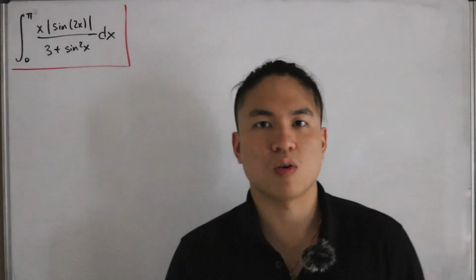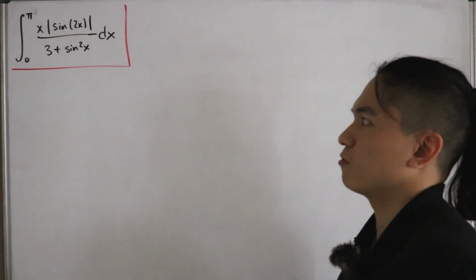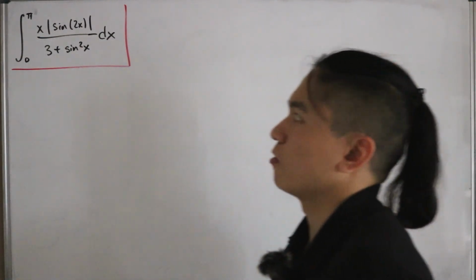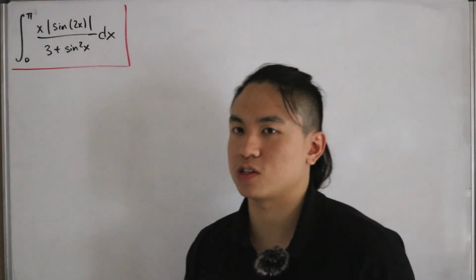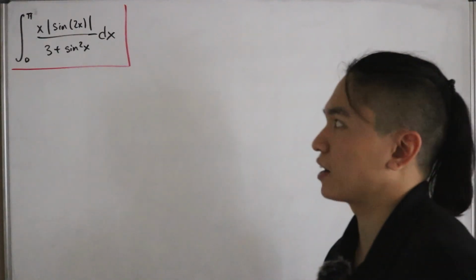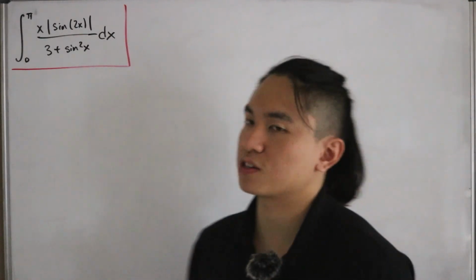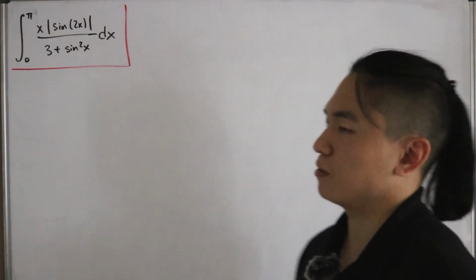Okay, so we'll go back to another video. Here's a nice little trigonometric integral we're dealing with, from 0 to pi. Inside of our function we're dealing with, of course, trigonometric functions, but also the absolute value sign. So we have x times the absolute value of sine of 2x, divided by 3 plus sine squared of x, then dx.